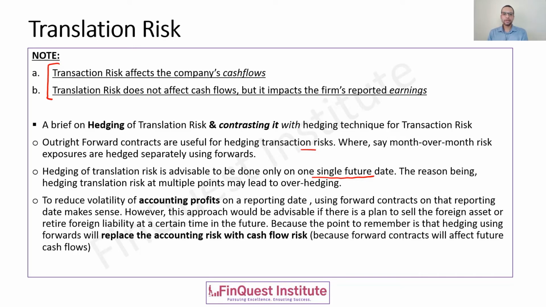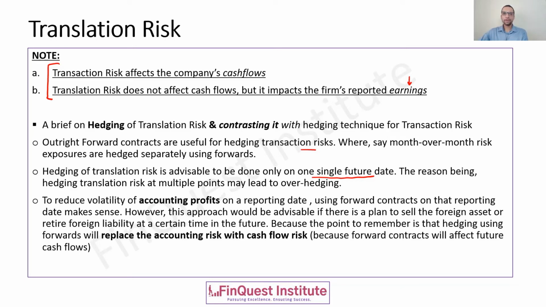Because honestly, whenever we are trying to reduce the volatility on the accounting side of things, that is, if we are trying to stabilize the earnings, not allow volatility to creep in, and when we use forward contracts, we are actually replacing one form of risk with another. So the accounting risk or the volatility of earnings is being replaced by a cash flow risk. Now we say that because whenever we enter into a forward contract, there will always be a certain future cash flow which will be entered. So that's why we are converting one form of risk into another whenever we are trying to stabilize or reduce the volatility of accounting profits.